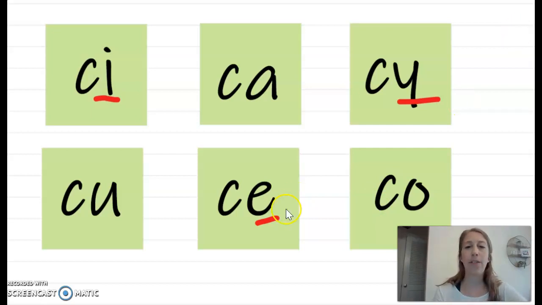So notice when we have the vowels A, U, and O, our letters C and G will be hard. They will say K or G. But if the E, the I, or the Y is coming after it, it's going to make a soft sound.